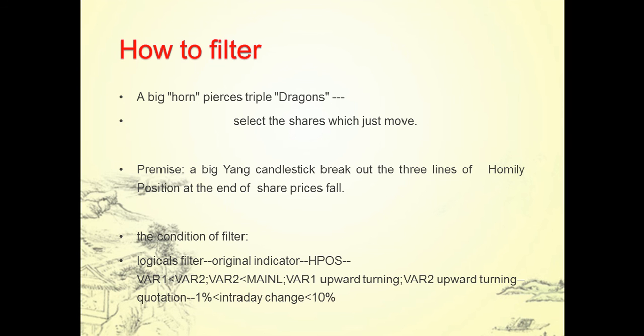1% minus change then 10%. What does that mean? This is the bullish candlestick, because from 1 to 10 the price is up. Because the intraday change shows the price is up, we can use these conditions to filter. So how do we do that?